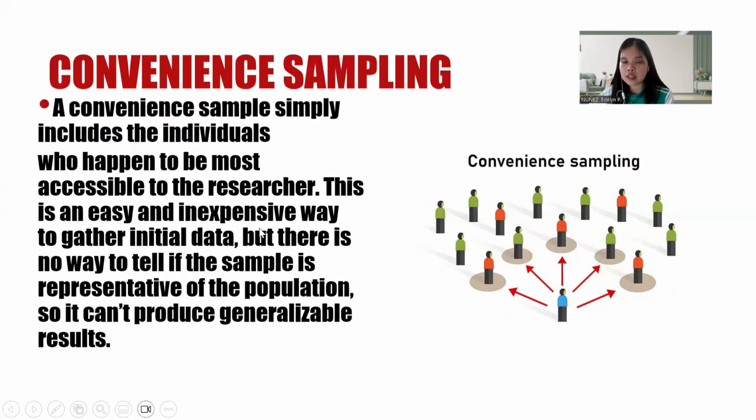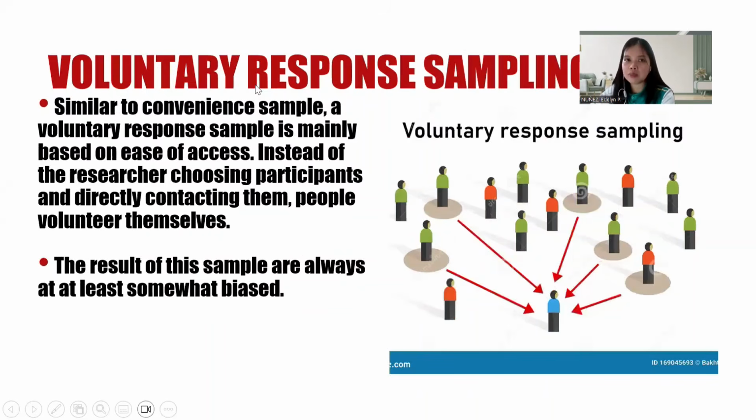That's why they are part of the survey or part of the sample. This is an easy and inexpensive way to gather initial data, but there is no way to tell if the sample is representative of the population, so it can't produce generalizable results. So you cannot generalize this one because they are just near to you. How about those individuals who are far from you? But then again, this is very convenient because you don't have to pay more, and you don't have to wait for that person to answer your survey. That's why it is convenience sampling.